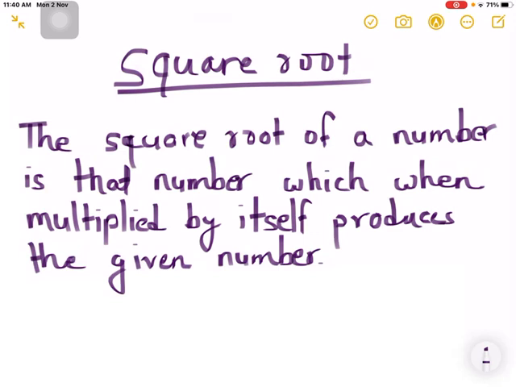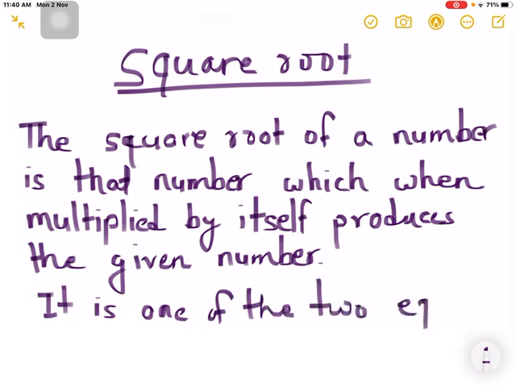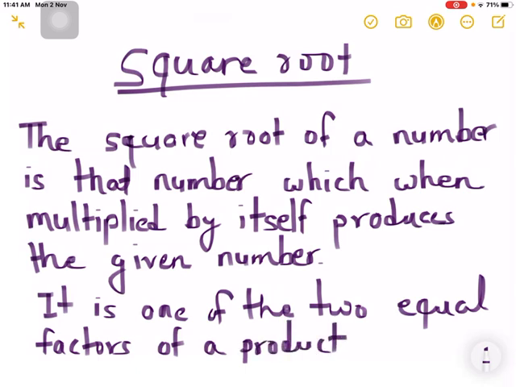Okay, you might have confusion that what sort of definition is this. Don't worry, after some time you will be very much clear, I hope. Also we can say that it is one of the two equal factors of a product. We can say this also. So what is the symbol of square root?